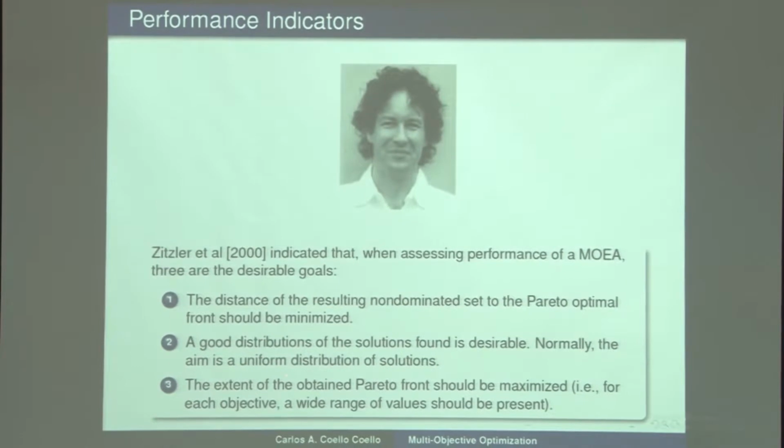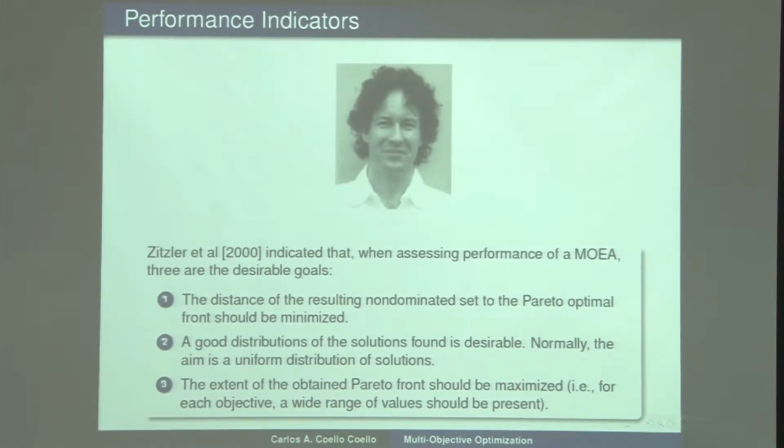So Zitzler, in 2000, this is the same paper where Zitzler presented the ZDT problems. In this paper, he talks about performance indicators. And he says, okay, when we assess performance of a multi-objective evolutionary algorithm, there are three things that matter. We want to be able to minimize the distance between our approximation and the global optimum, right, which will be the Pareto optimal set. So we want to be as close as possible. It can be Pareto optimal set, Pareto optimal front, whatever you prefer. But we want to converge, right, to the true solution.